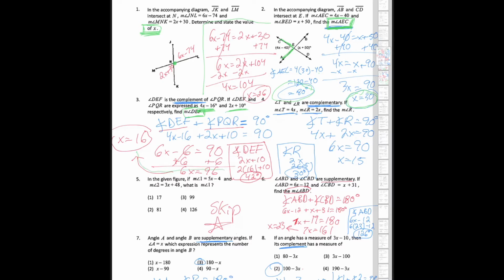So then, once again, we have to solve for angle DEF. We take that and plug right back into angle DEF, which was 2x plus 10. And when we do that, we get our answer is 42 degrees.